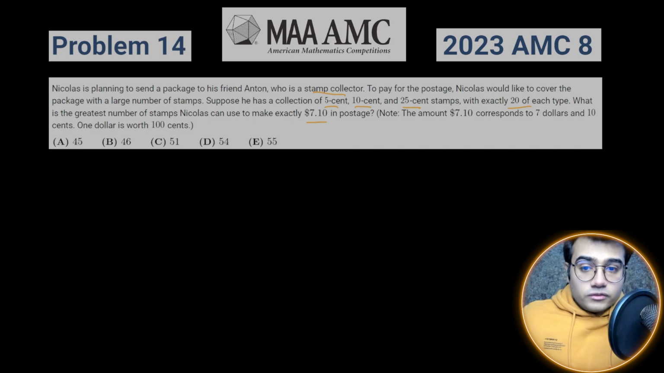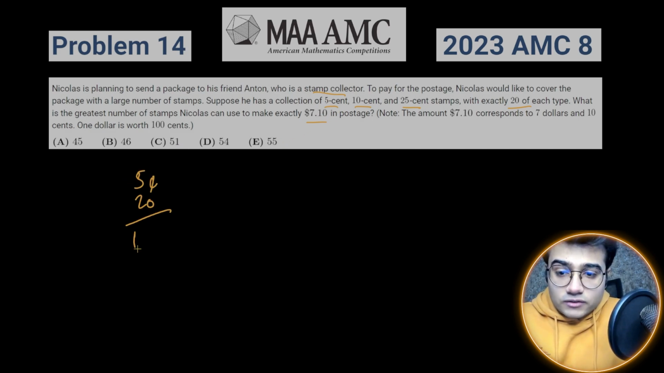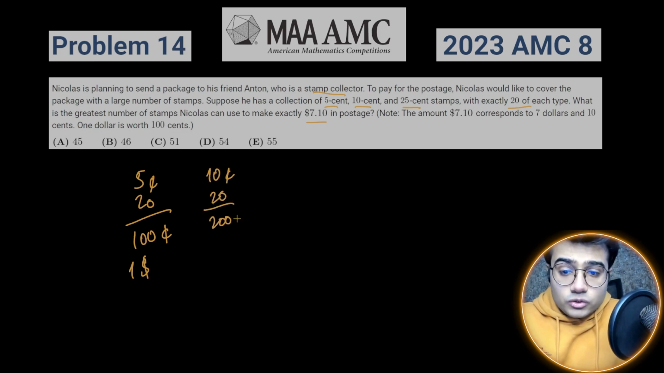Of course, if we want to maximize the number of stamps, we should use as many of the smaller amount stamps as possible so that we can have a lot of them. So let's use first off all of the 5 cent ones. 5 cent times 20 is going to give us 100 cents, and 100 cents is $1. That's just going to make $1. We still have a lot left. So let's use all of the 10 cent stamps as well. 10 times 20 is 200. 200 cents is $2. Well, we still have a lot of room.